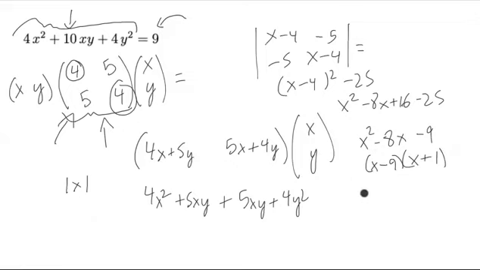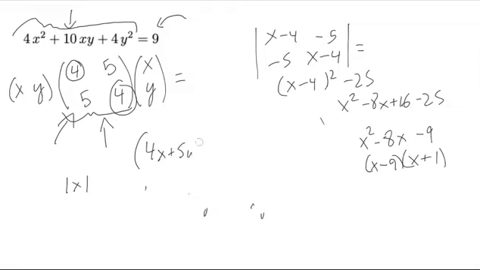So we have two eigenvalues, 9 and 1 for now. That's going to be our diagonal matrix. We can write 9 and 1 right here.